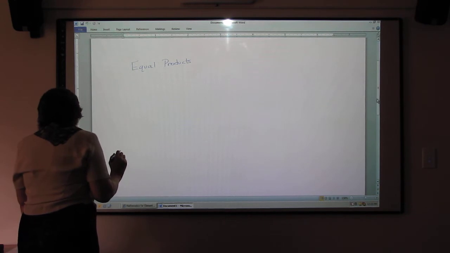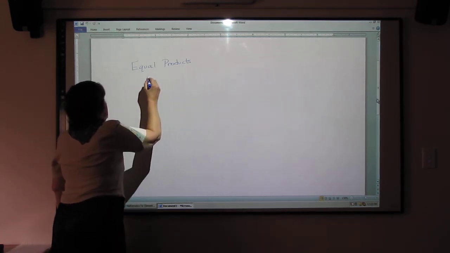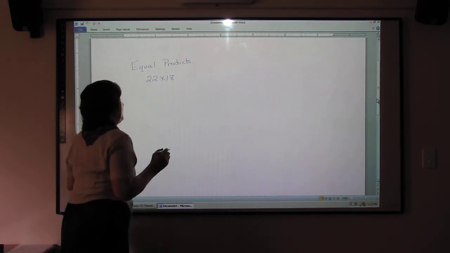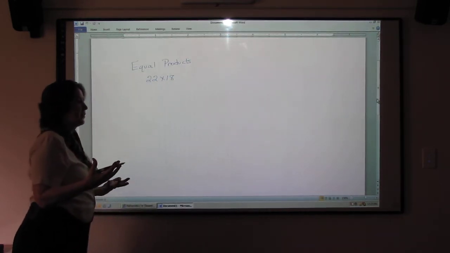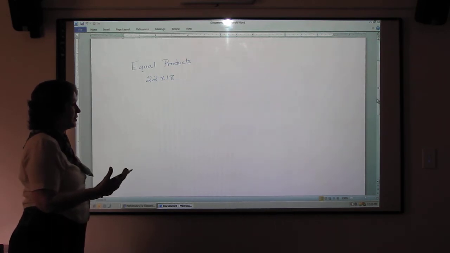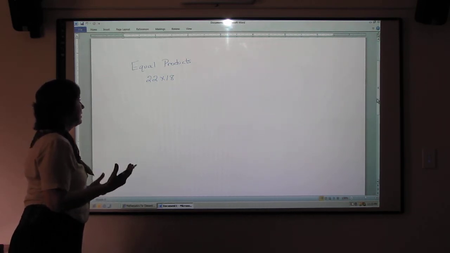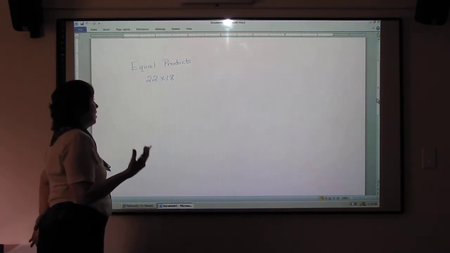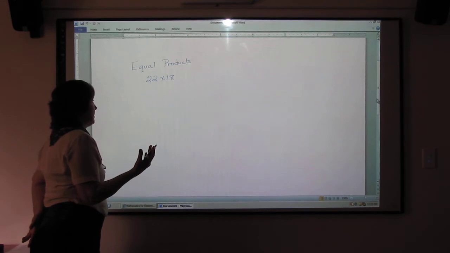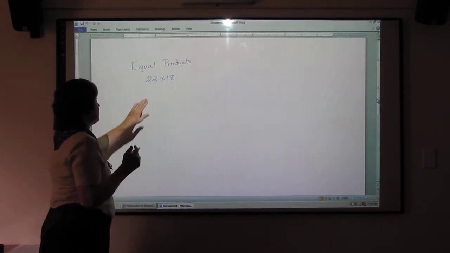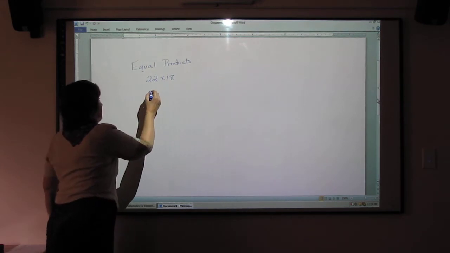But equal products, I'm going to do 22 times 18 for an example. Neither 22 nor 18 are easy to multiply by in your head. So I have to do something to them to get one of the numbers to turn into something I can multiply by easily. Often you want to get a one-digit number. That's a possibility. In this case, I'm going to get 22 to turn into 11.